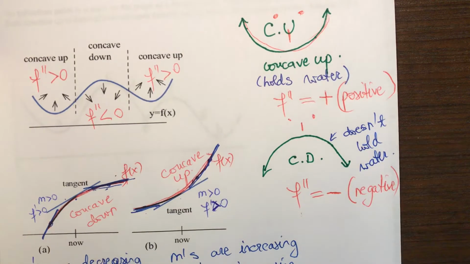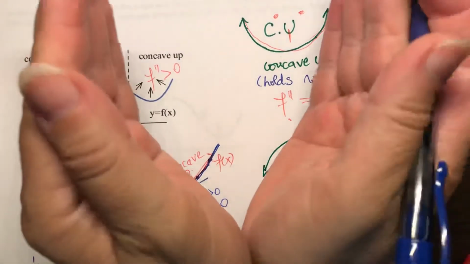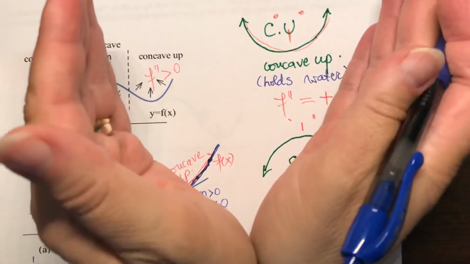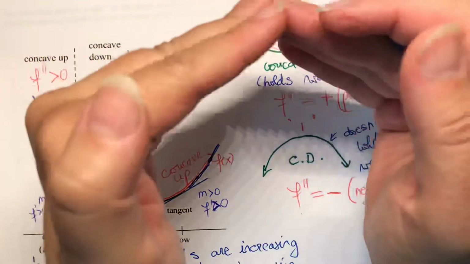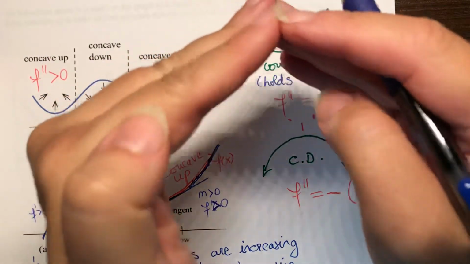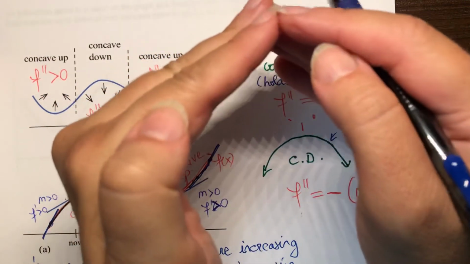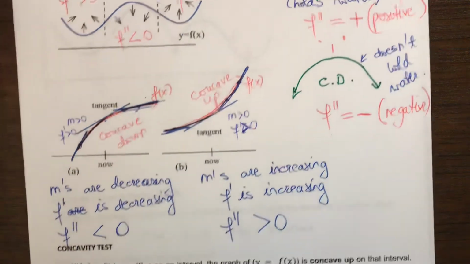Okay, so one more time. The second derivative tells us about the concavity of the graph. If the graph is turning up, holding water, smiley face, that's a positive second derivative. If the second derivative is negative, you have a sad face. The graph is concave down, it doesn't hold water.